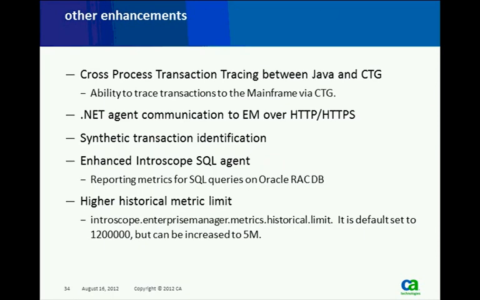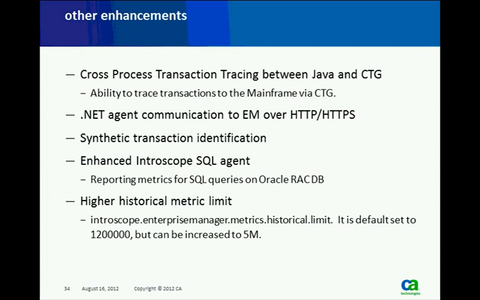So those are the two main things around integrations that we added to APM 9.1.1. We do have a number of other enhancements that were added to that service pack release, including cross-process transaction trace between Java and CTG, .NET agent communication to the EM through HTTP tunneling, not just a regular TCP channel. You can now have the agent connect to the EM over HTTP and HTTPS.